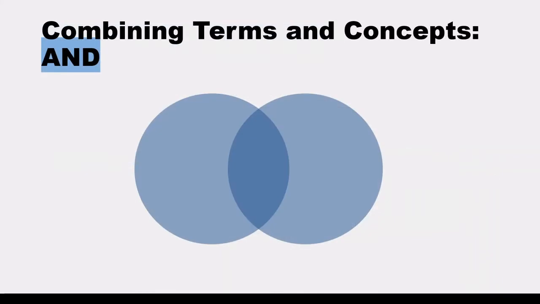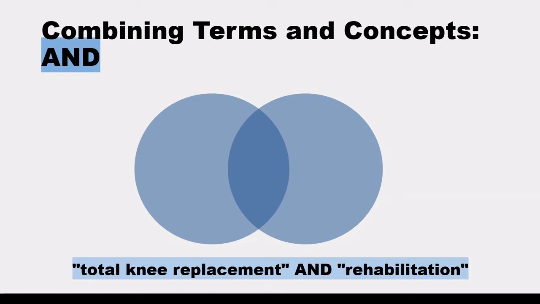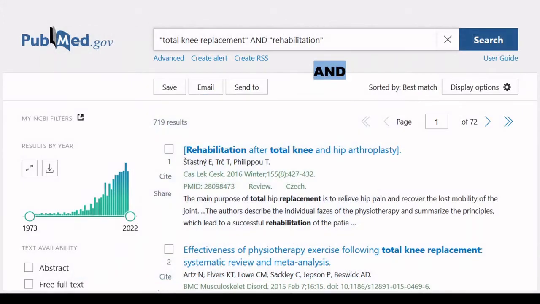Next, you should know how to use AND or OR properly. In PubMed, AND, OR, and NOT should always be capitalized so that the platform can read and recognize them. Let's say we were doing a search on rehabilitation for total knee replacement surgery patients. We might build a concept for total knee replacement, a concept for rehabilitation, and put them together with AND. This narrows the search down to records that have both terms for knee replacement and terms for rehabilitation.